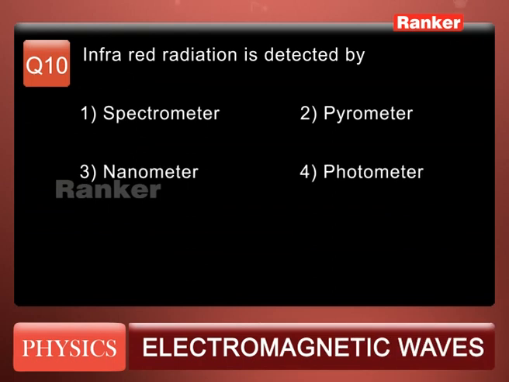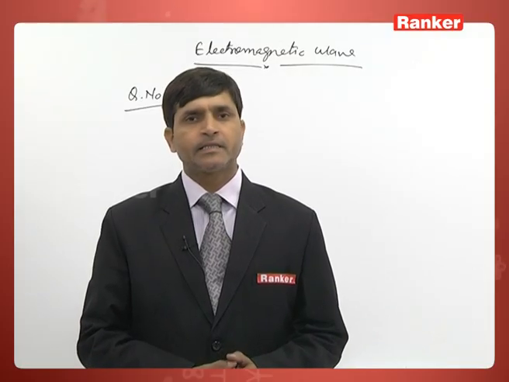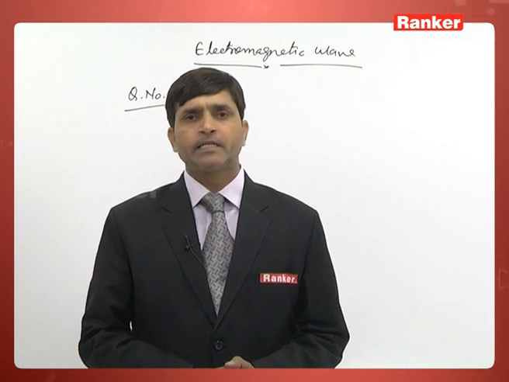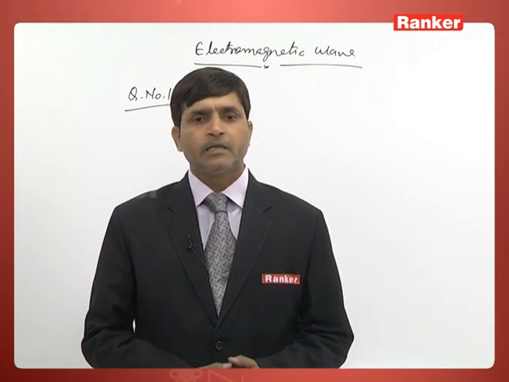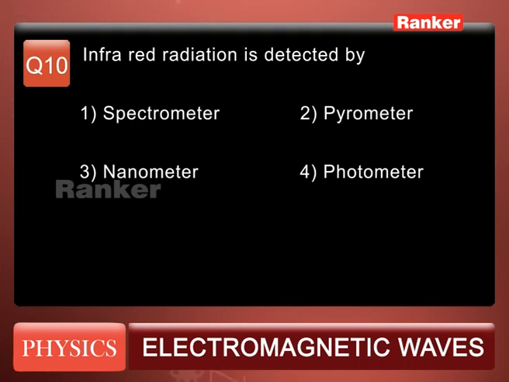So question number 10. Infrared radiations are detected by, so we have 4 options. Option number 1 is spectrometer, option number 2 pyrometer, option number 3 nanometer, and option number 4 is photometer. See, as we know, infrared radiations are the heat radiations, and heat radiations are always detected with the instrument known as pyrometer. So the answer is option number 2.